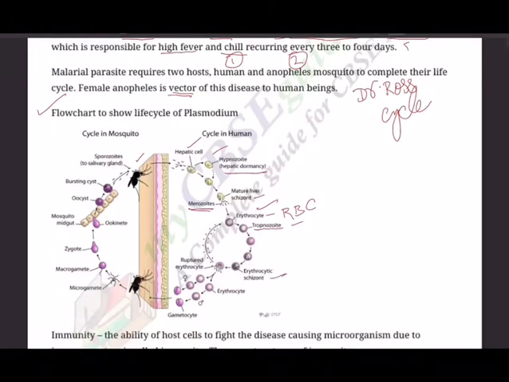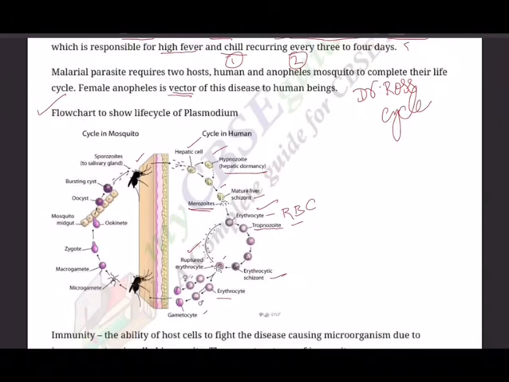This schizont breaks the RBC. As a result, rupture of the erythrocyte takes place, that is, the RBC will be broken, will be blasted. And when RBCs are broken, now there are two cells that are getting broken. Look at this, liver cell is broken, RBC is broken. Now once this RBC gets broken, the erythrocytes will be releasing a male gamete and a female gamete. So you get gametocytes.